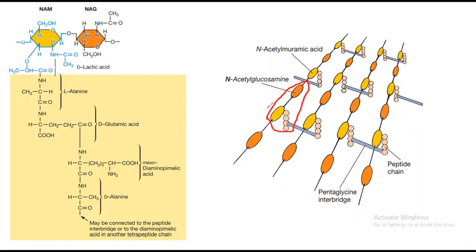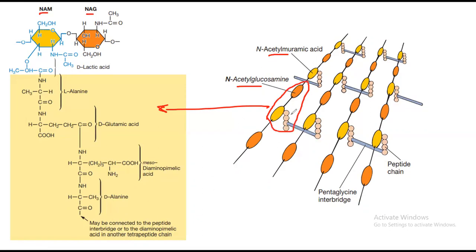Okay, so this part represents this. This is the molecular structure of this part. The yellow color is the N-acetyl muramic acid, and the orange color is the N-acetyl glucosamine.